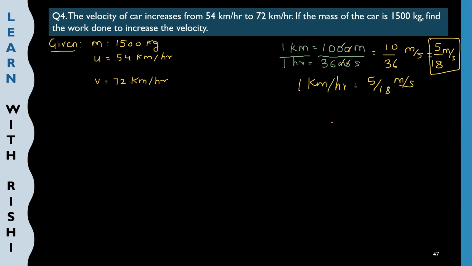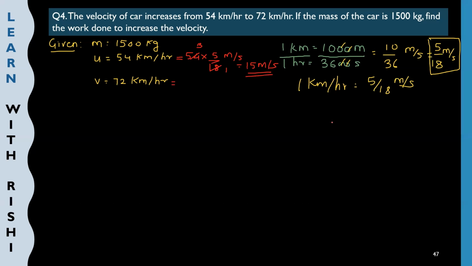So here we have 54 kilometer per hour. That will be equal to 54 into 5 by 18 meter per second. So 54 into 5 upon 18 meter per second. So 18 threes are 54. 5 threes are 15. So you are going to get here 15 meter per second.